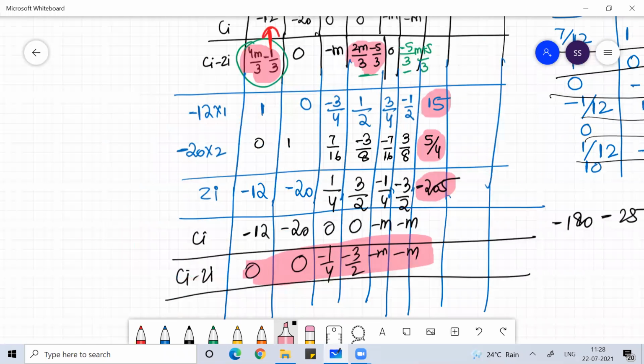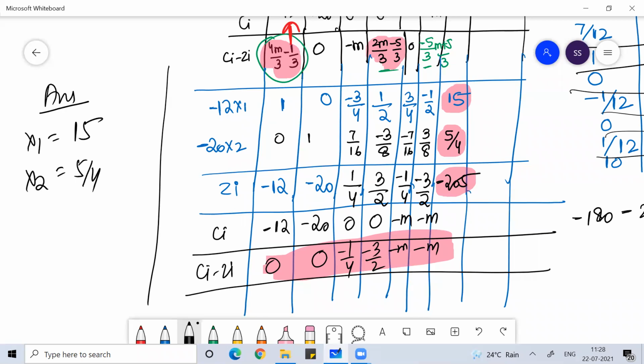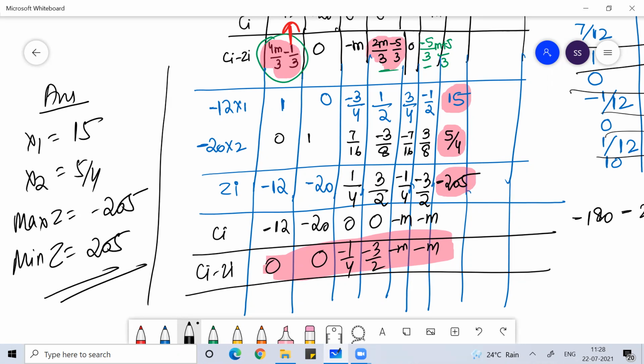So the final solution, guys: x1 is equal to 15, x2 is equal to 5 by 4, and the maxima of z is equal to minus 205. But your objective function was minima of z, that would be equal to 205. This is your final solution, and we got the answer. Anyone, any doubt?